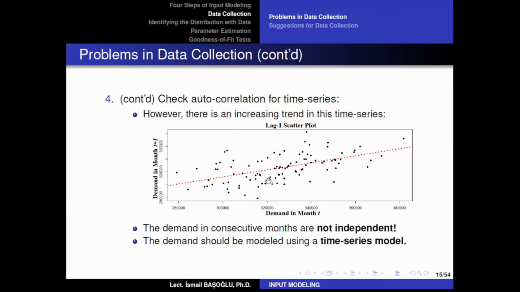So this is not a part of this course. I'm not going to talk about forecasting models of the time series. Now, in this example, what I wanted to show is that by this lag 1 scatter plot, by plotting all demands in a month against the demand in the next month, we can discover that the demand in the next month is dependent on the demand in the previous month. Therefore, when we are developing an input model, we should not behave as if all observations are independent. Instead, we should develop a time series model here.